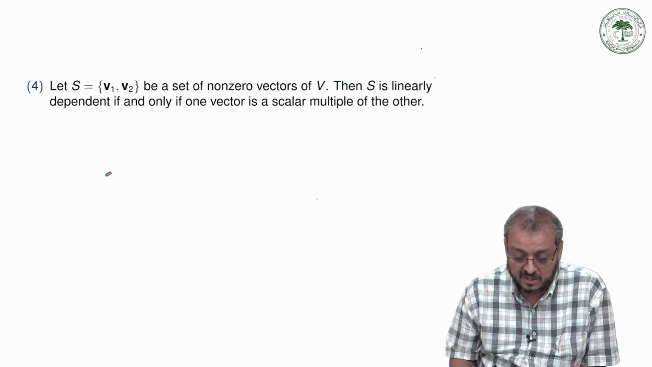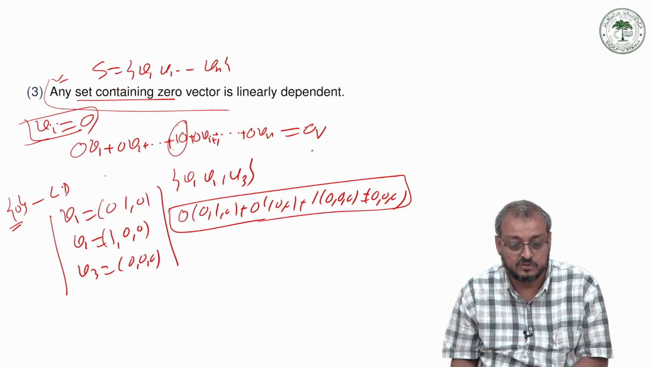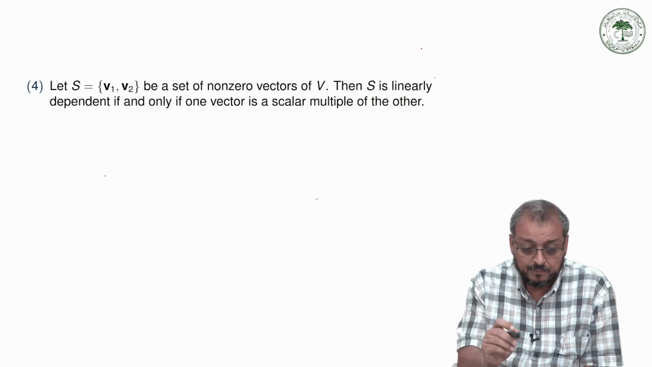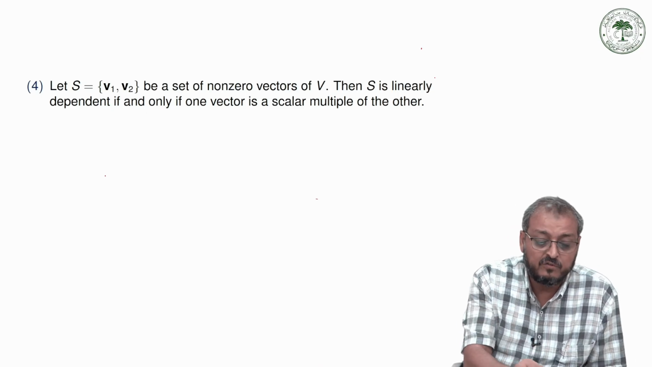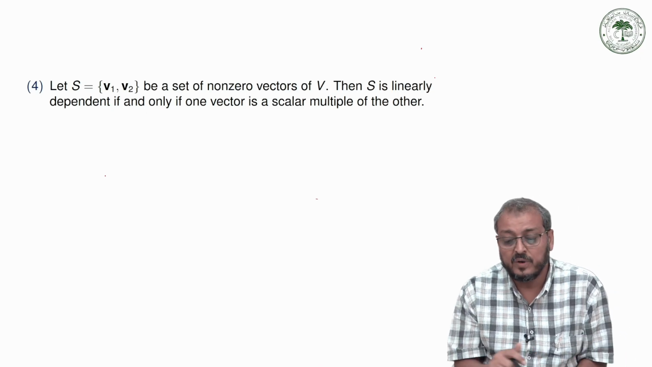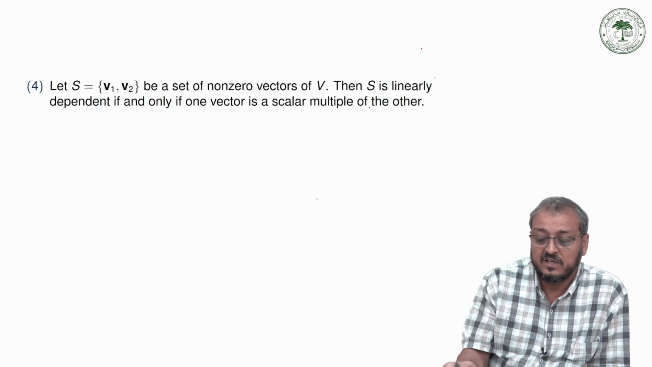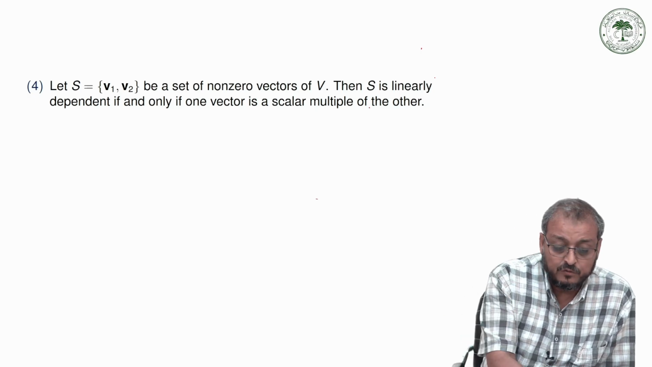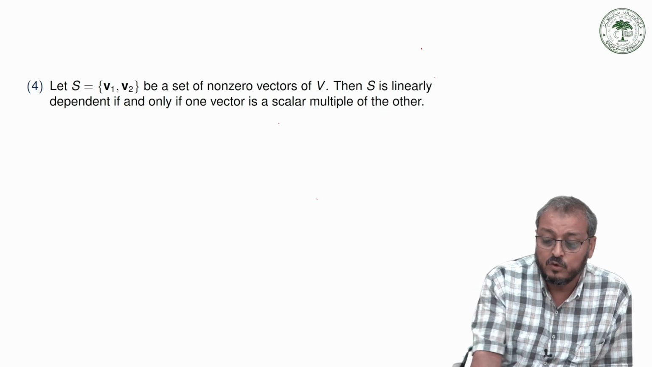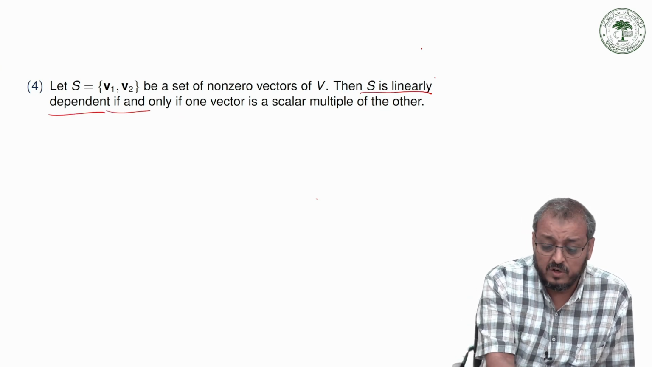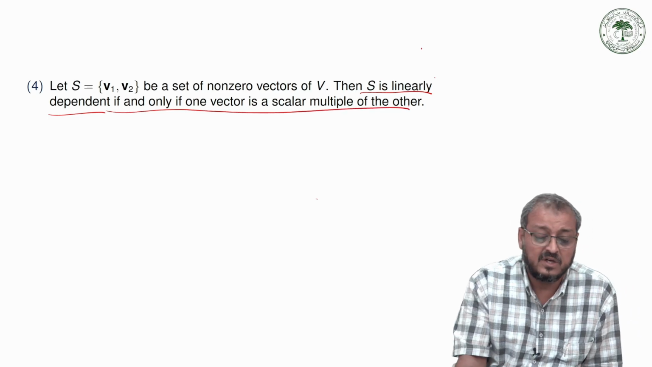Okay, students, now we take a set of non-zero vectors. Let S be the set {V1, V2} of non-zero vectors. Then S is linearly dependent if and only if one of the vectors is a scalar multiple of the other. So we have given two vectors, and there are two parts to proving that S is linearly dependent if and only if one of the vectors is a scalar multiple of the other.